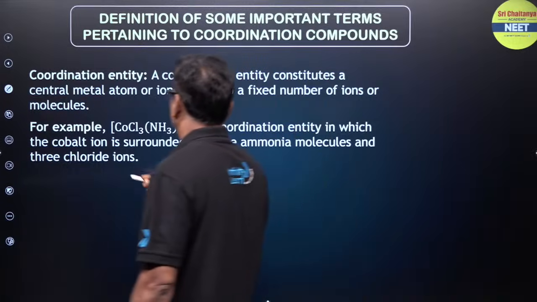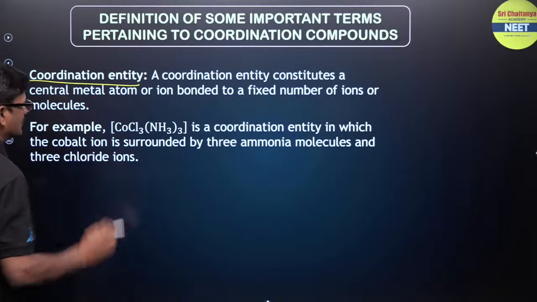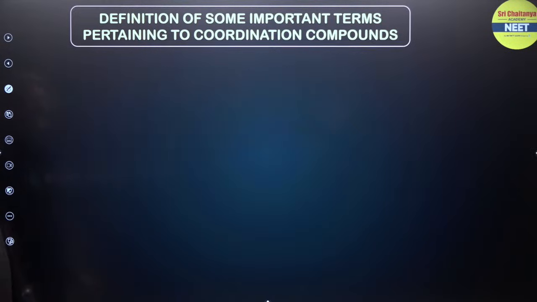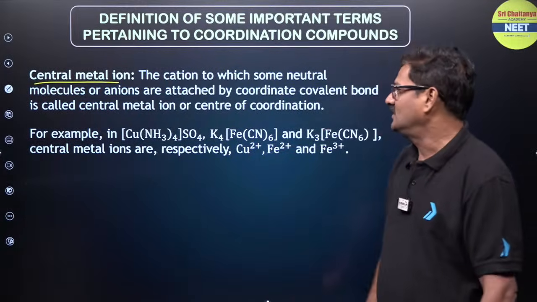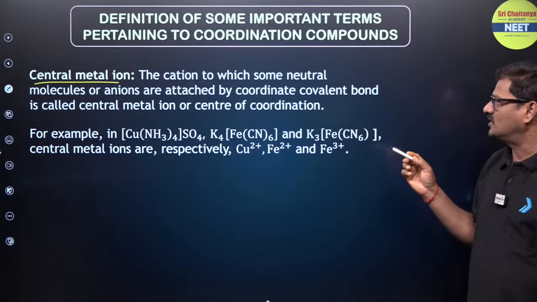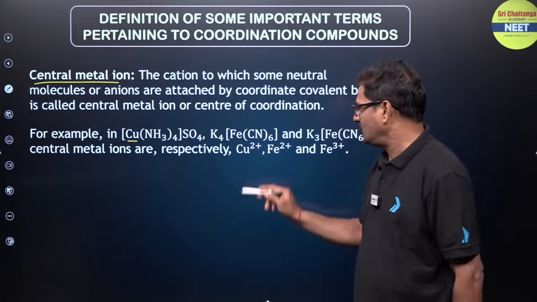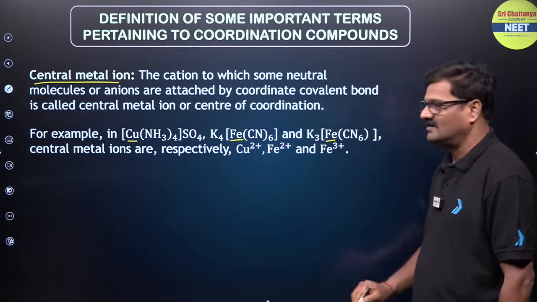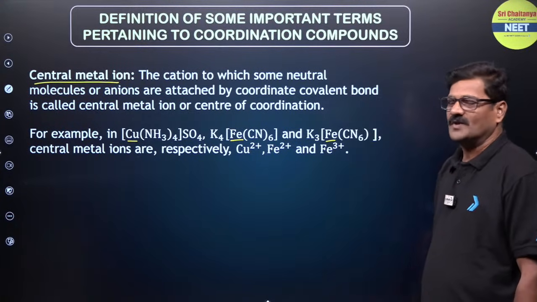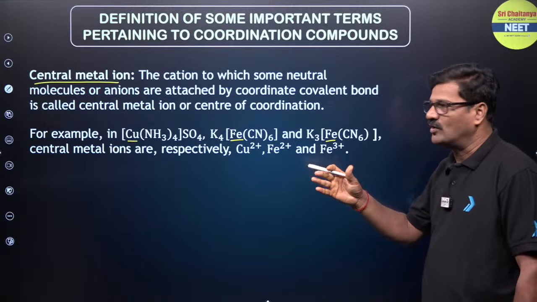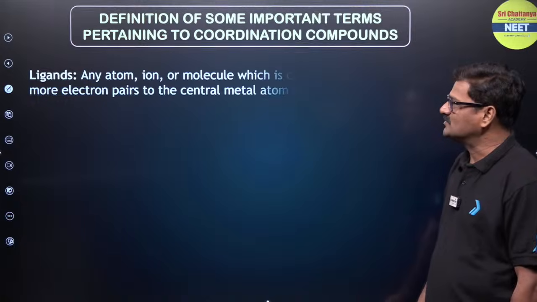A coordination entity constitutes a central metal atom along with the ligands. That is called a coordination entity. The central metal atom, the cation, which may be neutral, or anions attached by coordinate covalent bond is called the central atom. You can see here copper, here iron, here it is iron. It could be called central atom or central metal ion. So let us go ahead.